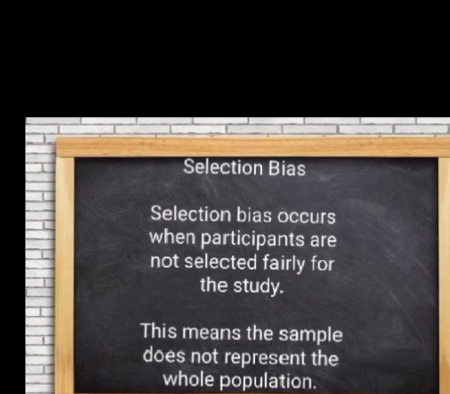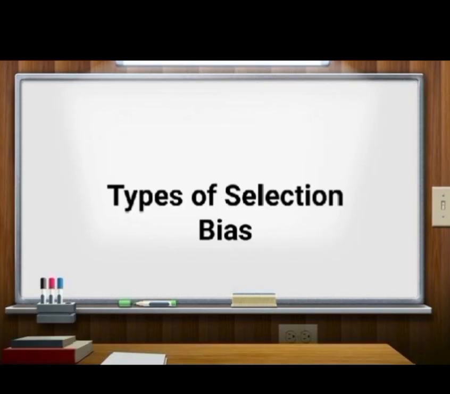Second one is selection bias. Selection bias occurs when participants are not selected fairly for the study. This means the sample does not represent the whole population. Let's discuss types of selection bias.